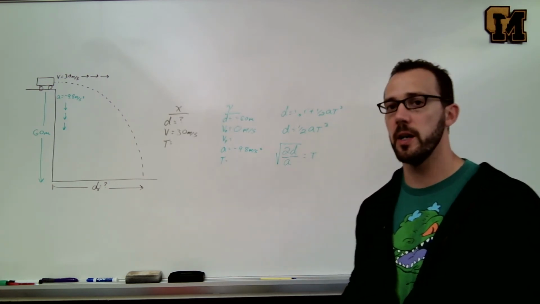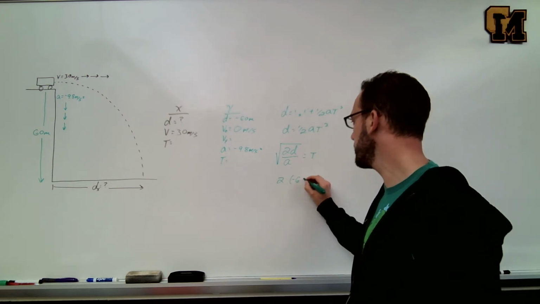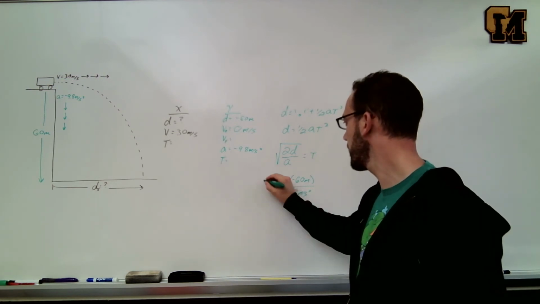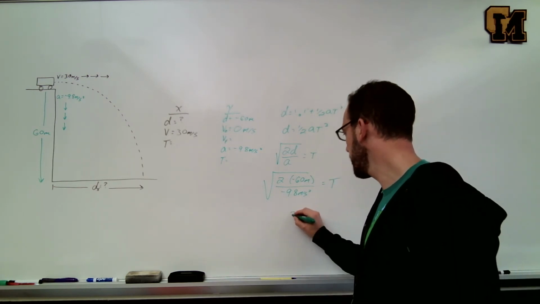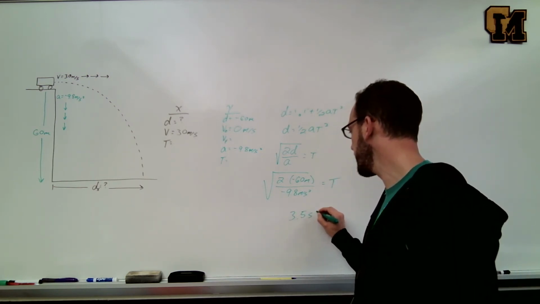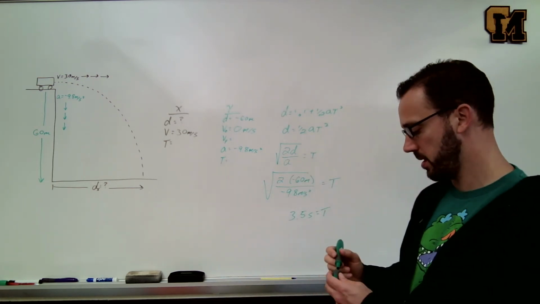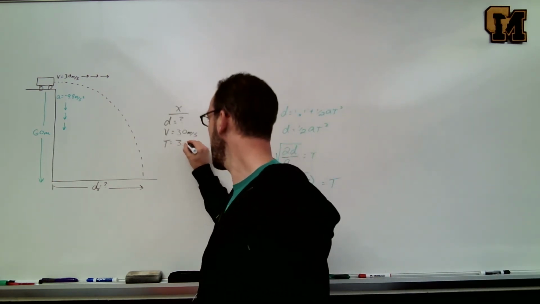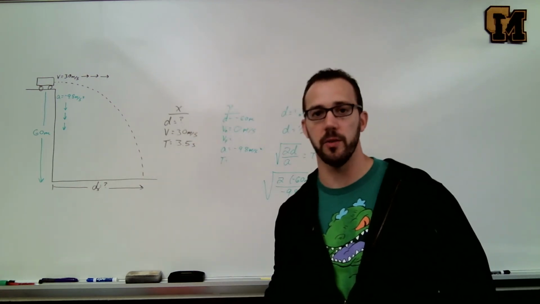We're now ready to plug our numbers in and solve. 2 times negative 60 divided by negative 9.8. Put that underneath the square root symbol, and that's going to give us a time of 3.5 seconds till the car hits the ground. So in the x direction, I now know how long I have to travel, which is 3.5 seconds, and now I just have to solve for displacement.